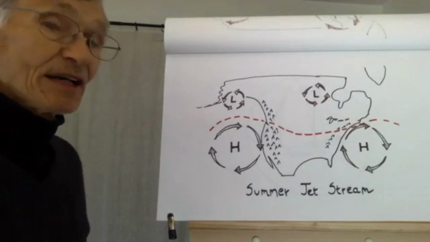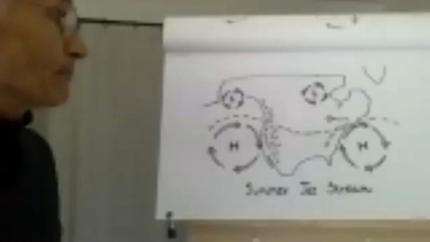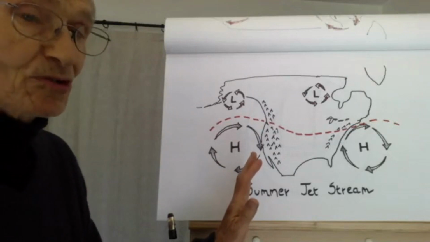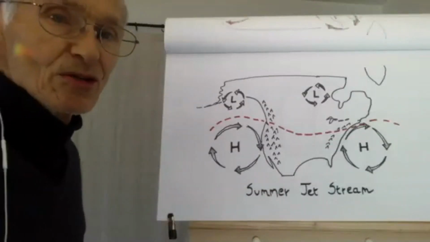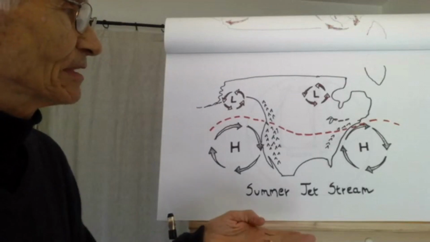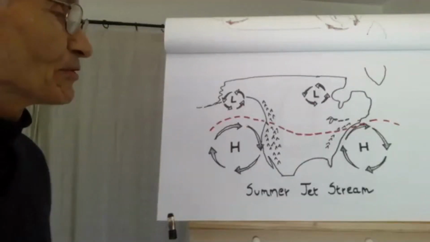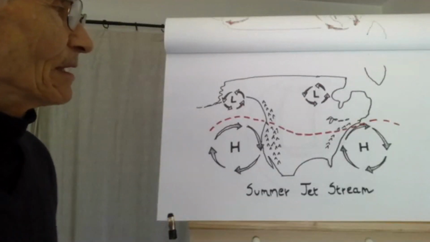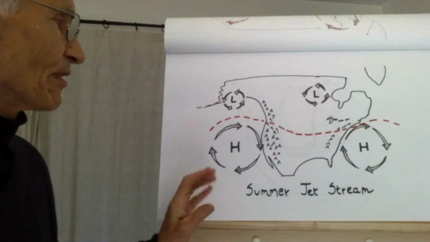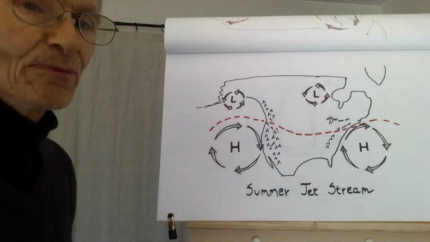So here's the idea for the day. We'll do first the summer jet stream, and then we'll do the winter jet stream, and then we can do questions. So in the summer, the sun is high above the equator, giving direct sunlight to the northern hemisphere.